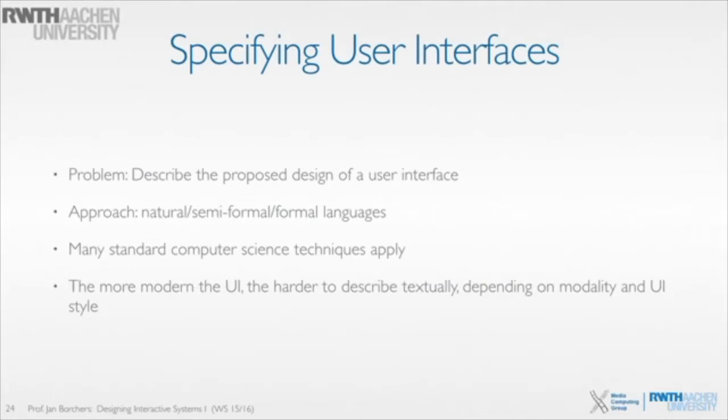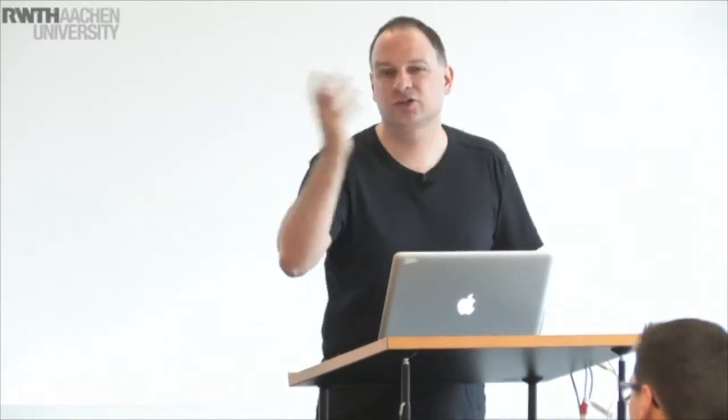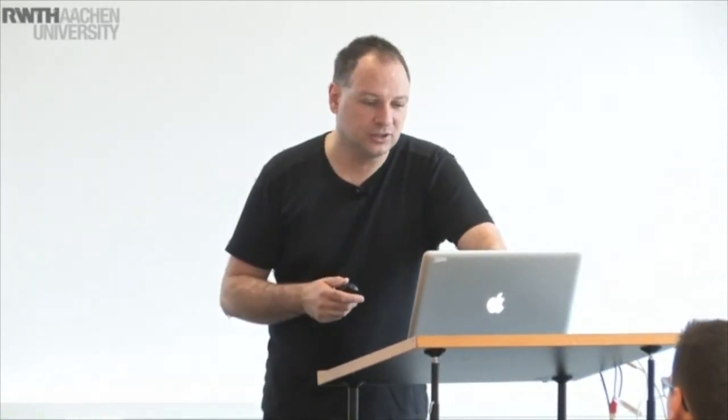So now the problem that we're looking at is that we want to describe the proposed design of a user interface. And of course, hey, we're all computer scientists or related disciplines here, so we love inventing new languages, right? So whenever there's a problem, you invent a new formal language for it to solve it. And you can do that. You can come up with a description language that describes the user interface. And all the standard computer science techniques apply that you can use there.